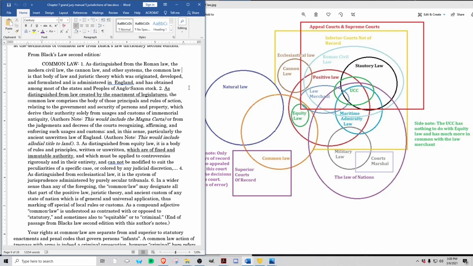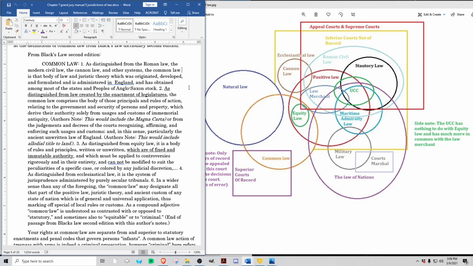Or from the judgments and decrees of the courts recognizing, affirming, and enforcing such usage and customs, and, in this sense, particularly the ancient unwritten law of England, which I just mentioned. And this would include allodial land title. So this is the huge difference between where you have an action at law for allodial title of land and a complaint in equity for the use of it, or for, say, property tax issues, right? Because you're in a fiefdom.